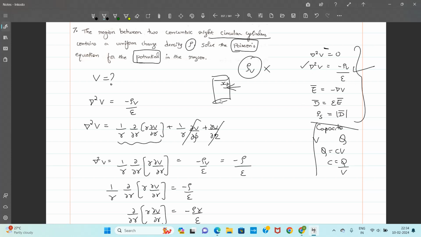You start with either Laplace or Poisson and check which coordinate system it is. According to the coordinate system, you have to write the del square v equation. And also check which direction they are asking you to find out. If it is Cartesian system, is it X, Y, or Z? If it is cylindrical system, is it R, Phi, or Z? And if it is spherical system, is it R, theta, or Phi? Based on that, only one of the terms will be there in your del square V equation.